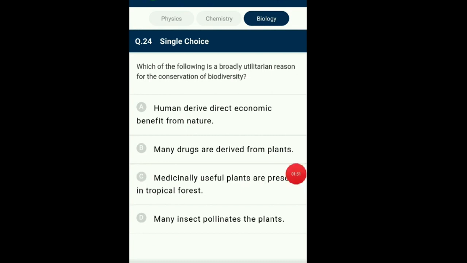Question number 24. Which of the following is a broadly utilitarian reason for the conservation of biodiversity? The broadly utilitarian argument says that biodiversity plays a major role in many ecosystem services that nature provides. Pollination by insects is an ecosystem service that is a broadly utilitarian reason. The narrowly utilitarian arguments for conservation of biodiversity are obvious human drives, the countless economic benefits from nature. So the answer is option D. Many insects pollinate the plants.